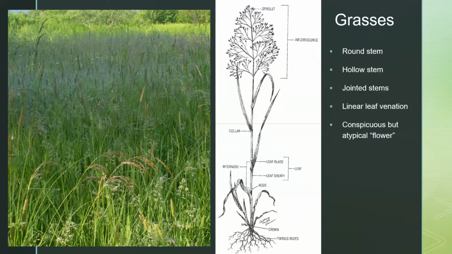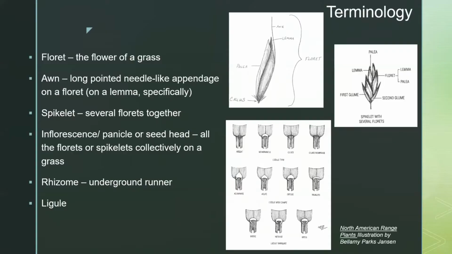The important thing to know is some terminology when you're identifying grasses. And just the very basics are to identify that you've got a grass: you know it through a round stem that's hollow and jointed. The leaf venation is linear, and it's got a flower. It's atypical, but it is pretty conspicuous. And grasses are classified based on their flowers, and so it's important to know some of these terms to be able to identify grasses. And the important ones are here.